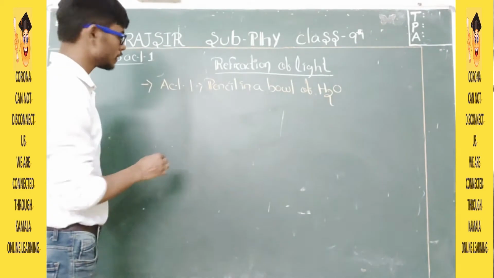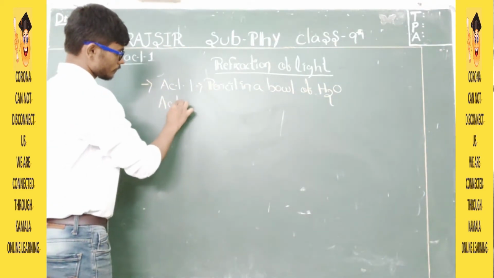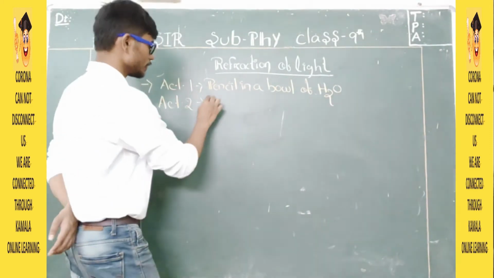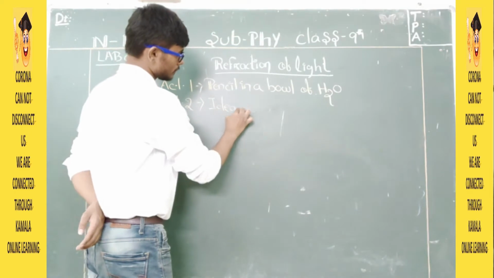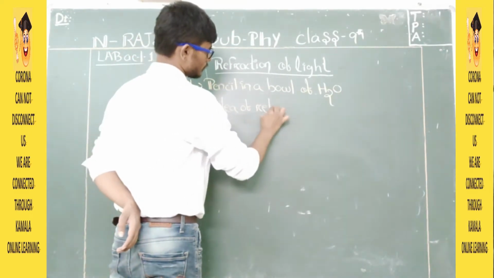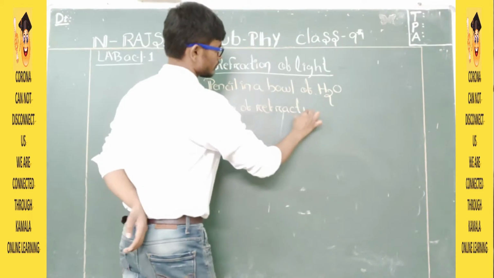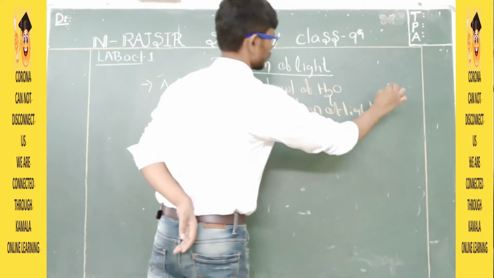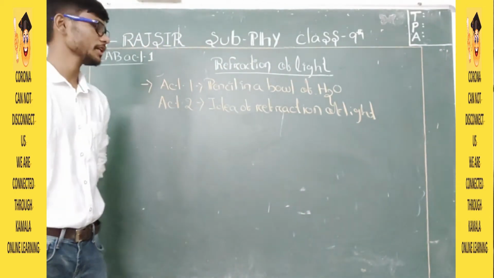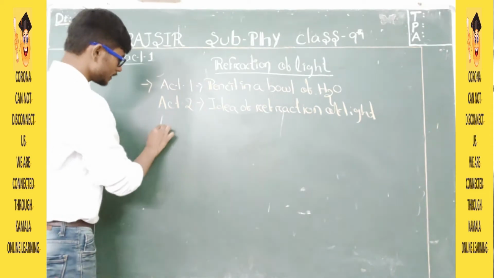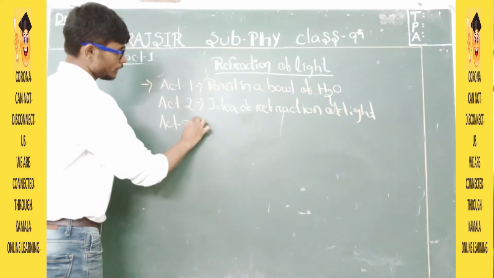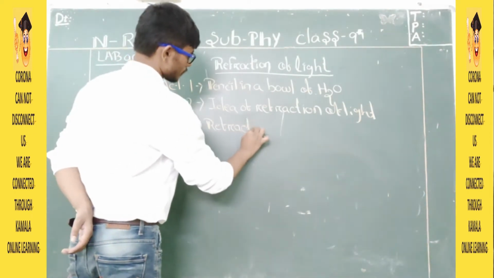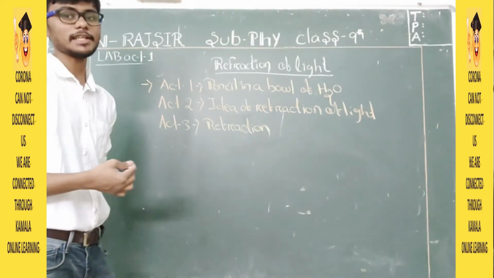Second one, we will see activity number 2, where we will get an idea of refraction of light. Then we will see activity number 3, where we will know the real meaning of refraction, and here you will get to know the term refraction and the definition of it.